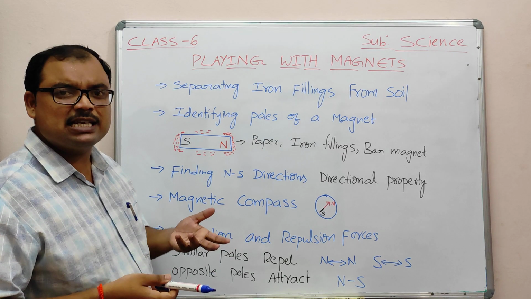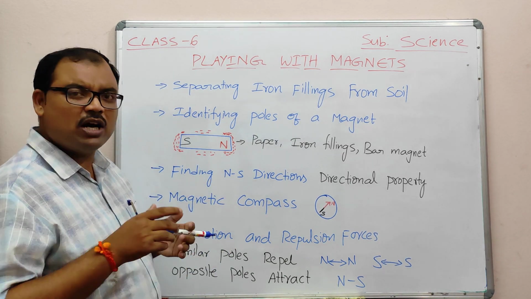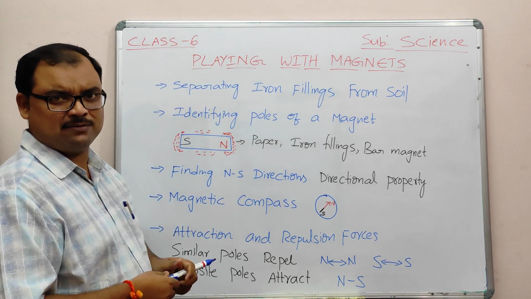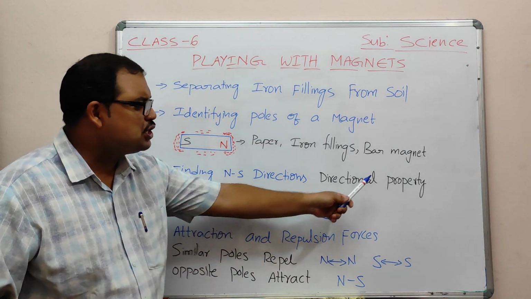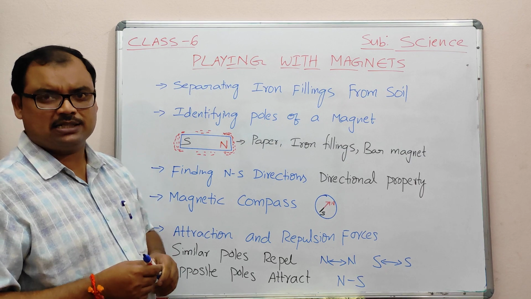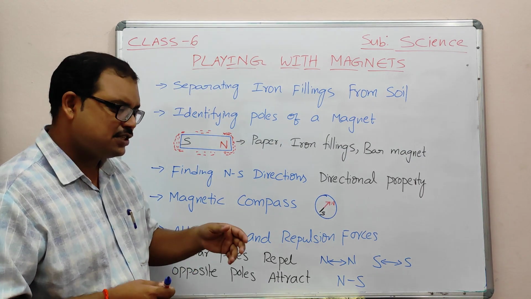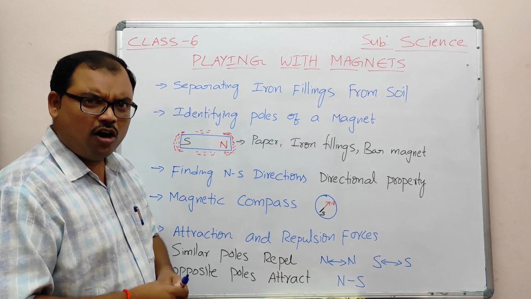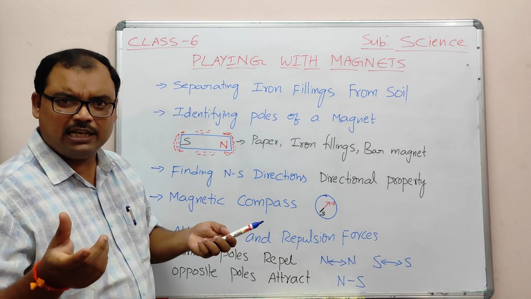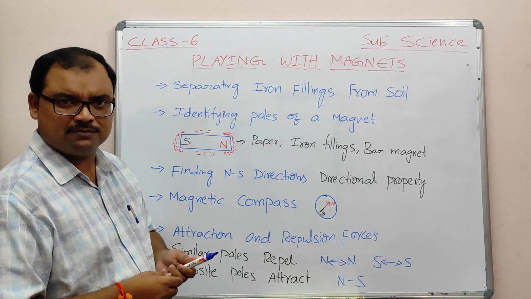How and why is it named north and south? Why are they not east and west? Let us see that. Let us observe the directional property of a bar magnet. Okay, let us do an activity. This is activity 5 in the textbook lesson. All you need is, once again, a bar magnet.